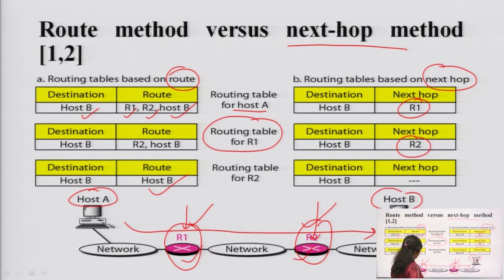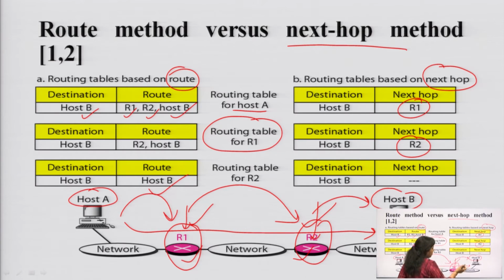Like in this case, the destination is the same in all the 3 entries, that is host B. Next hop for this case is R1. Then the next hop in this case will be R2, and the next hop in this case is the destination. So, we have not added any information at this point, that is next hop. You can see the basic difference between these 2 is only the number of entries made in the first case and in the second case.